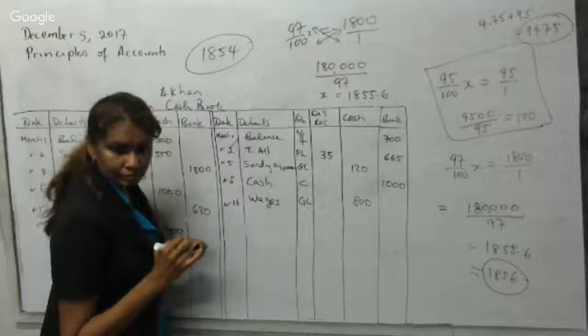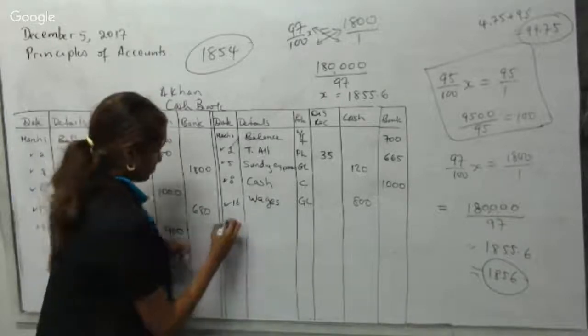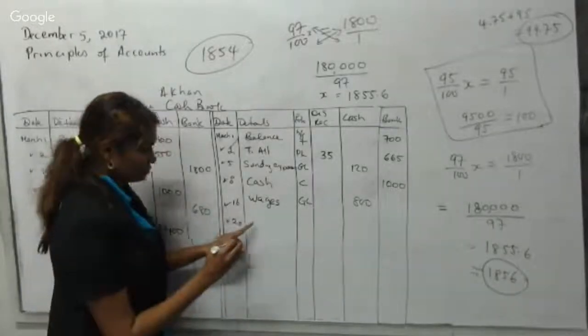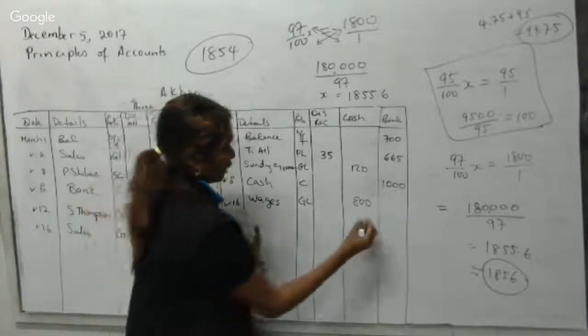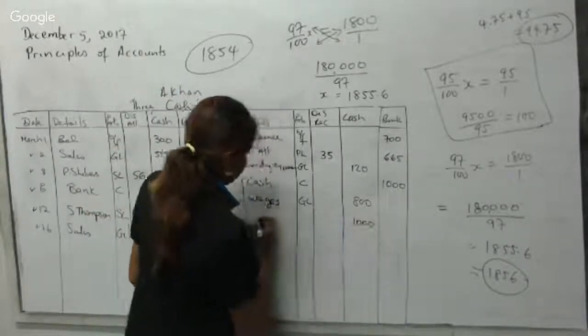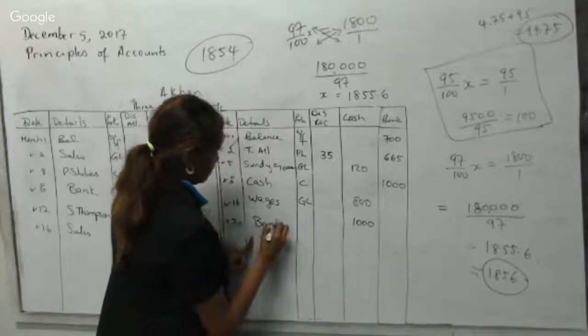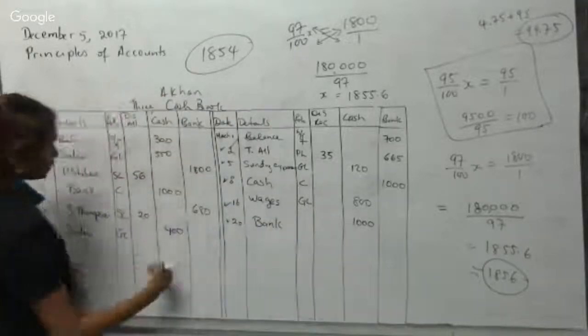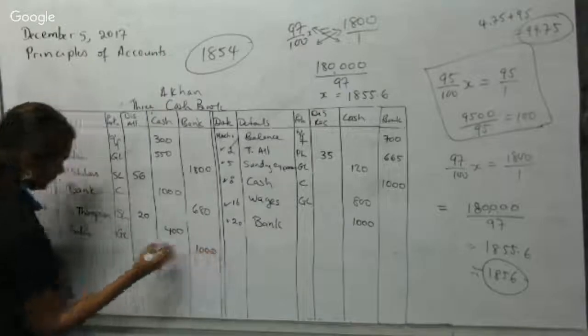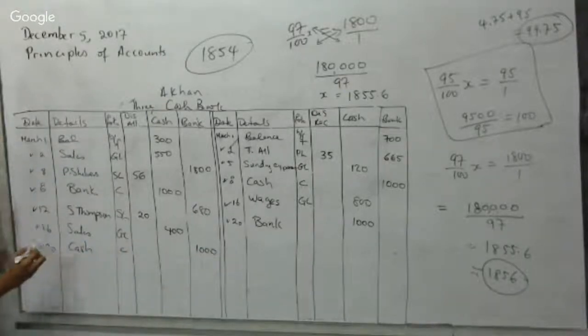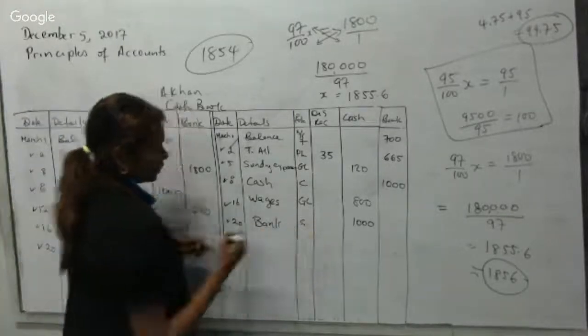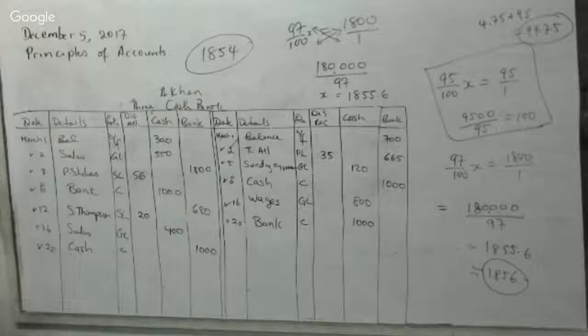Cash of $1,000 paid into the bank, March 20. So the bank is debited and cash is credited. Alright, so in this case, our cash is reducing and our bank is increasing. And that's a contra entry. Yes, it's a contra.